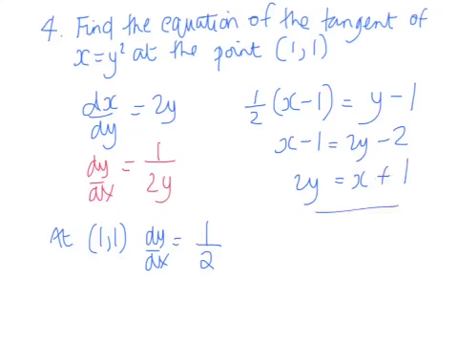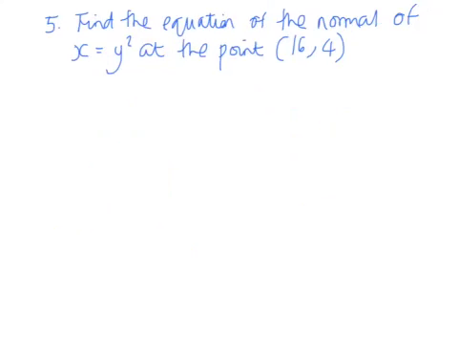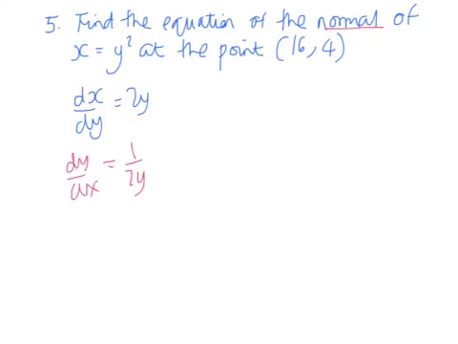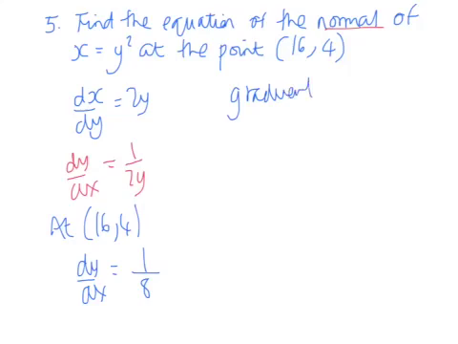Okay. One more. This time we've got to find the equation of the normal. So we start off by finding dy by dx. We've already done this bit actually, but dx by dy is 2y, so dy by dx is 1 over 2y. So at the point 16, 4, dy by dx is going to be 1 over 2y, so 1 over 8. So the gradient of the tangent would be an eighth, so the gradient of the normal will be negative the reciprocal of that, so it's going to be minus 8.